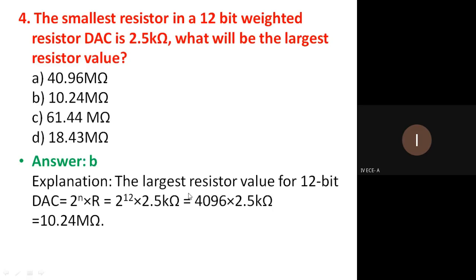Then the largest value is 2 power n into R. Here n indicates 12. So 2 power 12 into 2.5 k is equal to 4096 into 2.5 k. The answer is 10.24 mega ohms. So this is for 12 bit.